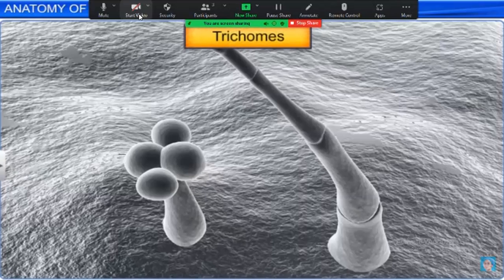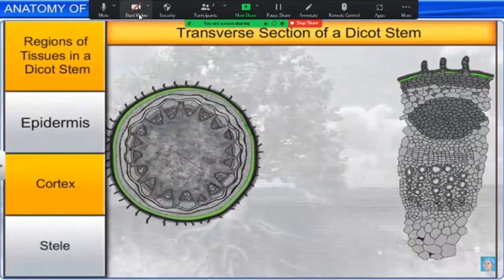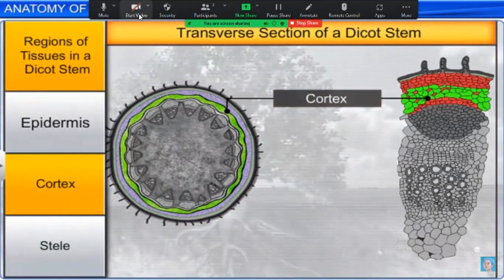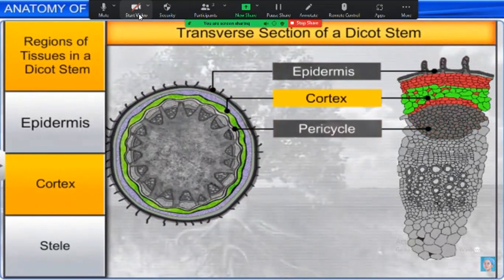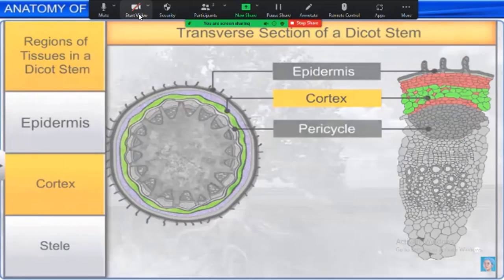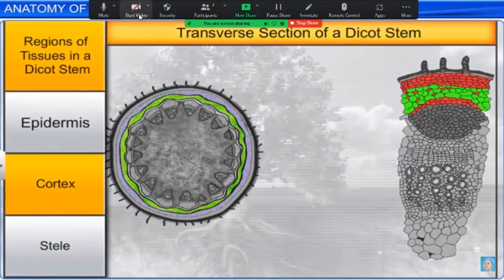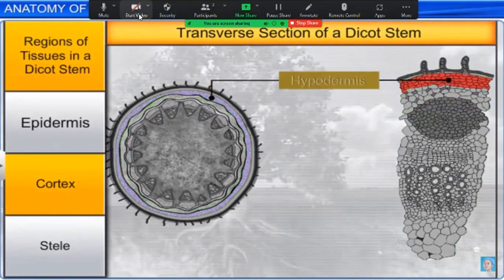The next region of a dicot stem is the cortex. It lies between the epidermis and the pericycle and consists of multiple layers of cells. The main function of this region is storage of food material. The cortex comprises 3 subzones, namely the hypodermis, the cortical layers, and the endodermis.